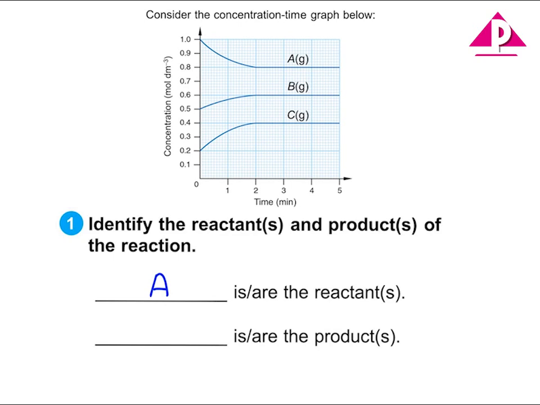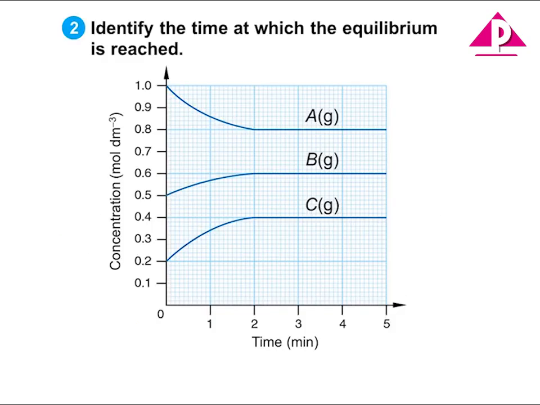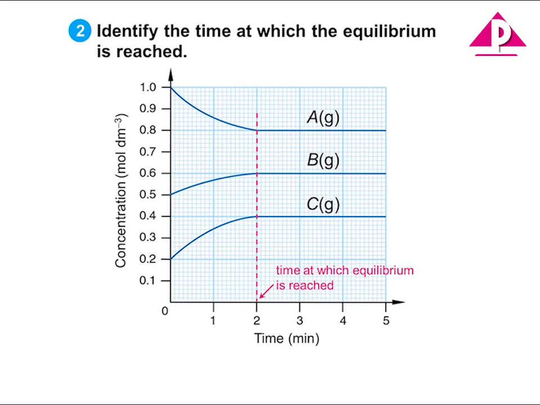On the other hand, the concentrations of B and C increase with time. Therefore, they are the products of the reaction. After that, identify the time at which the equilibrium is reached. When the equilibrium is reached, the concentrations of all the species involved remain unchanged. From the graph, this reaction has reached the equilibrium at the second minute.